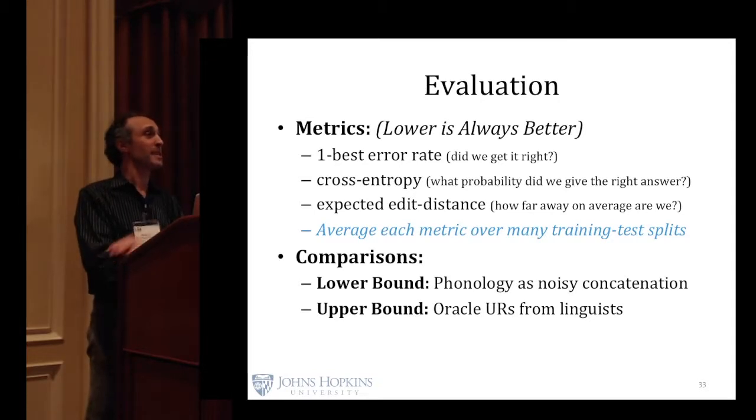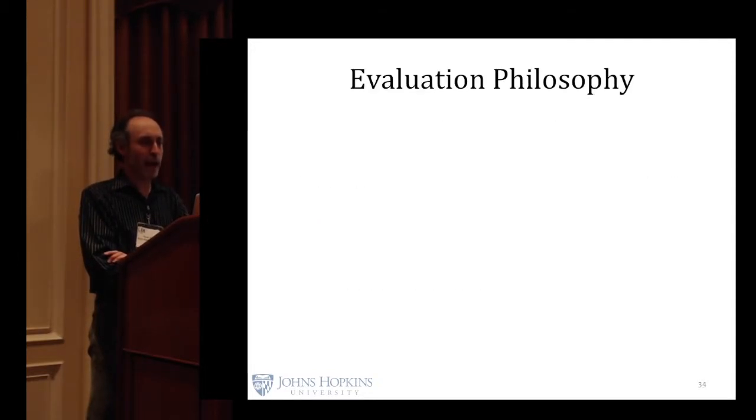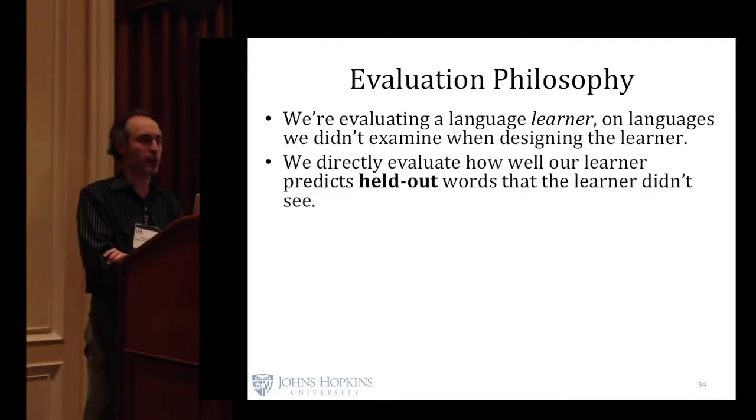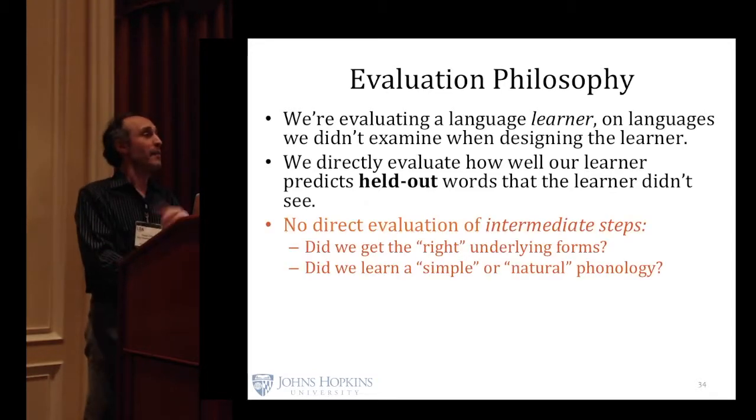if somebody told us what the underlying representations are according to linguists, we still have to learn a phonology, but we don't have to get back the URs. Okay. So again, we're evaluating just the language learner, and we're evaluating how well the learner predicts held out words that the learner didn't see. We're not evaluating whether the theory is elegant, whether it does well according to Occam's razor. My elegance might be your inelegance, so I don't want to set myself up to deem what theories are elegant. Occam's razor is meant to give you more predictive theories, so the proof's in the pudding. Let's see if the theory actually is predictive.